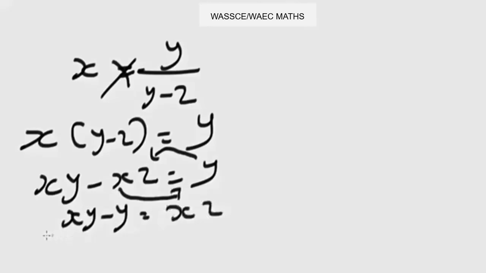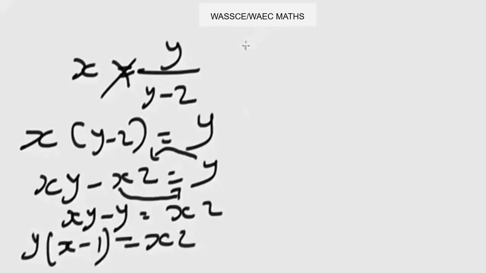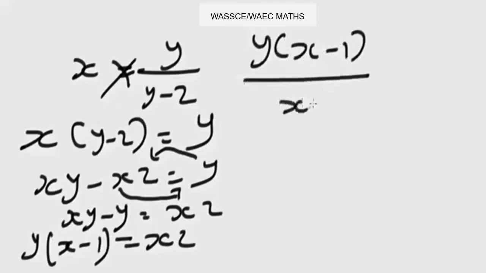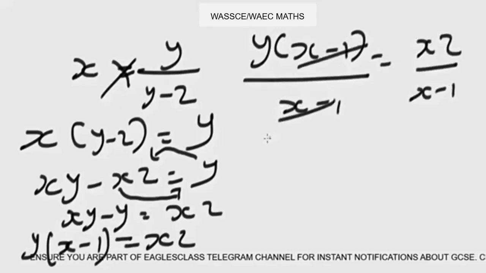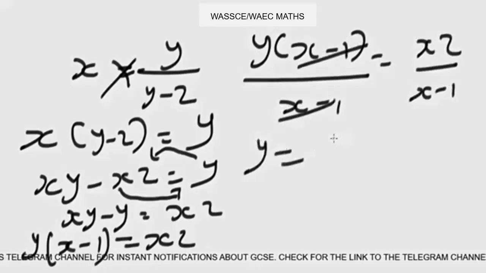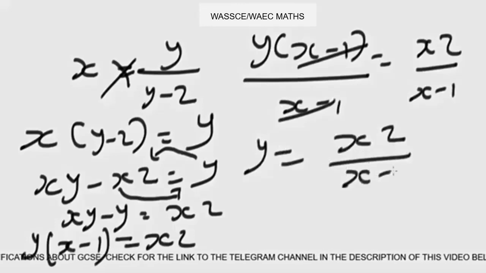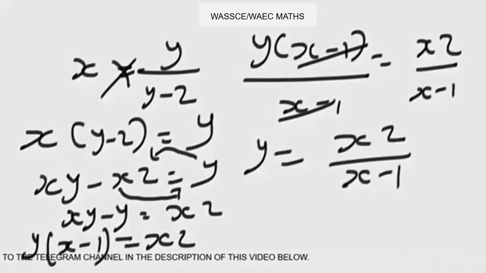So at this juncture, let's factorize. When you factorize, you're going to have y in brackets x minus 1 equals xz. So finally, to make y the subject of the formula, divide both sides by x minus 1. So we're going to have y in brackets x minus 1 over x minus 1 equals xz over x minus 1. Okay, so this cancels this, and finally our result will be y equals xz over x minus 1. So that's all for this question.